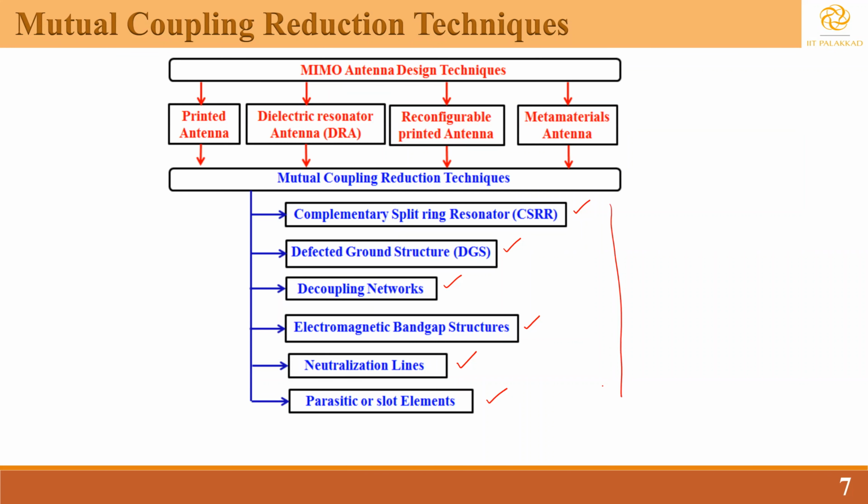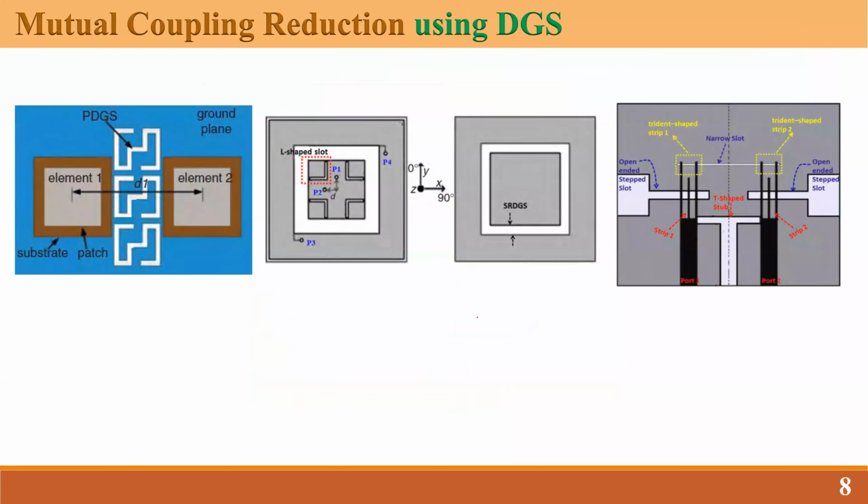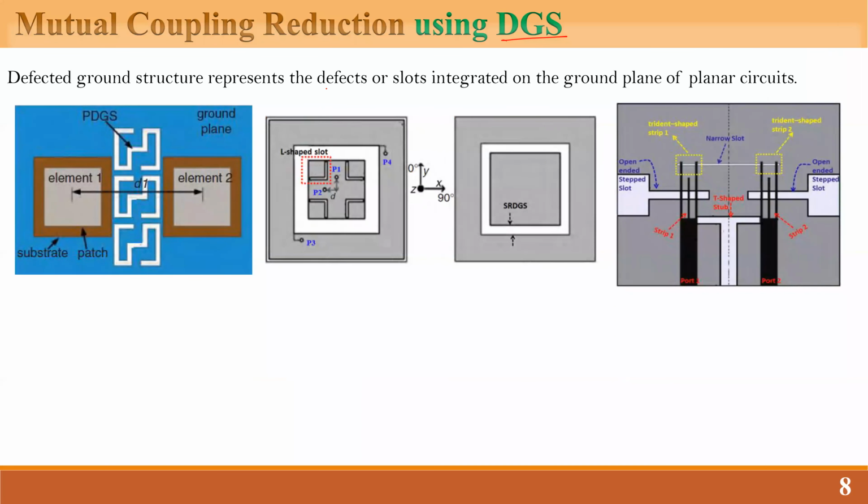Now I will give you a glimpse of each individual technique, and I will focus more on a particular technique so that the concept will be much clearer. Let me begin with the first one, which is how to improve mutual coupling reduction using a defective ground structure, called DGS. DGS is nothing but a defect or slot integrated on the ground plane of any kind of planar circuit. I am giving you three examples: this is the first, this is the second, and this is the third.